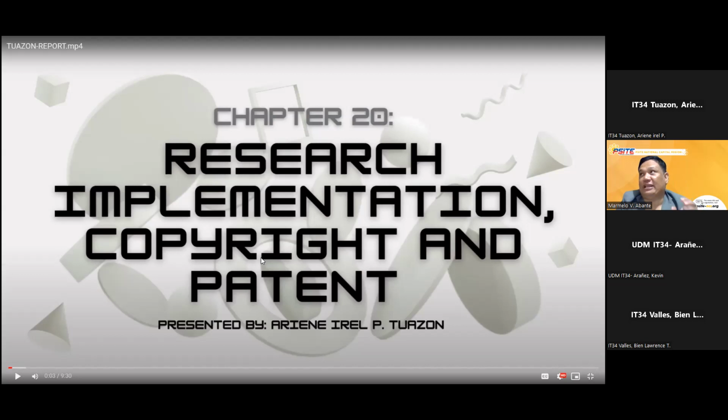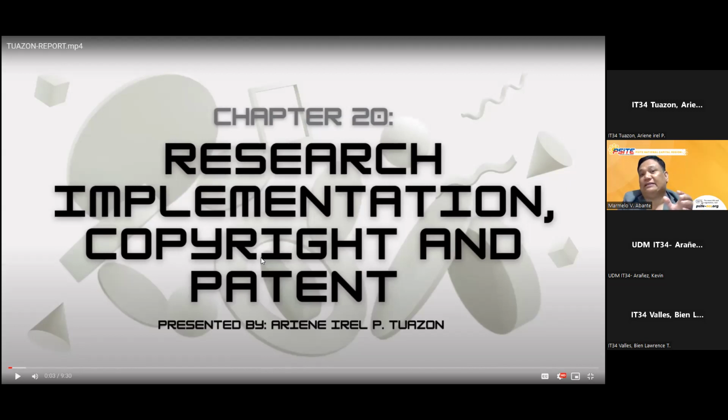Copyright safeguards the intellectual property rights of researchers by providing legal protection for original works. In the context of research, this includes written publications, software code, and other creative outputs. So researchers can control how their work is used, reproduced, or distributed, ensuring proper attribution and recognition.